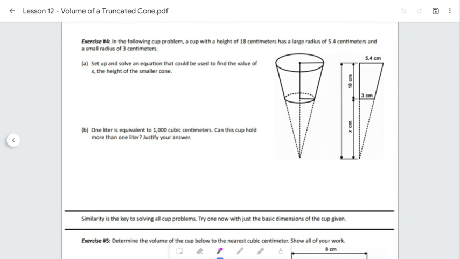in the following cup problem, a cup with a height of 18 centimeters has a large radius of 4.5 centimeters and a small radius of 3 centimeters. Set up and solve an equation that we could use to find the height of the smaller cone.